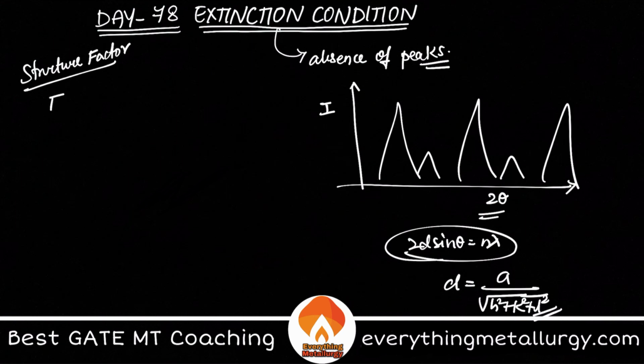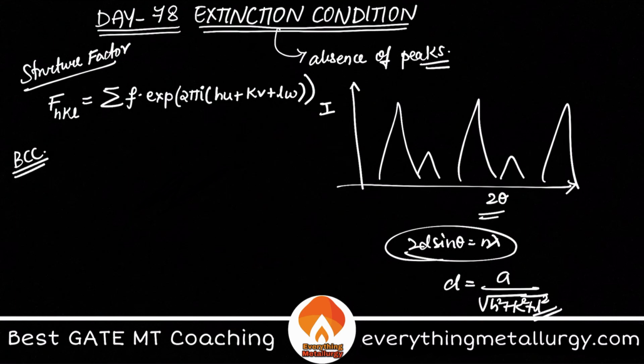So F_hkl will be equal to sigma f into exp of 2 pi i into (hu plus kv plus lw), where hkl is the plane itself and uvw is the position of an atom. So let's consider a BCC. BCC structure has atoms at the corners, let's take the reference as origin, and also at the body center, which is (half, half, half).